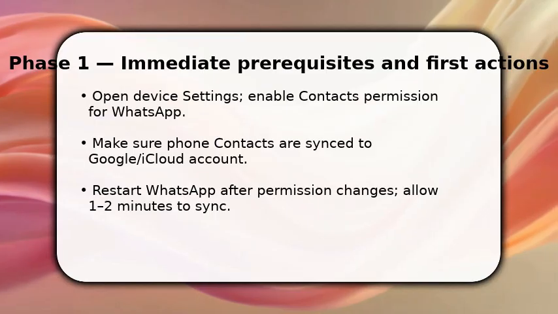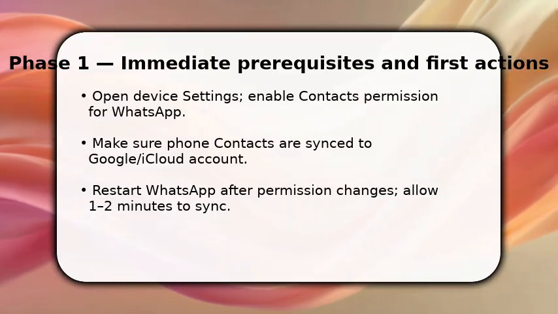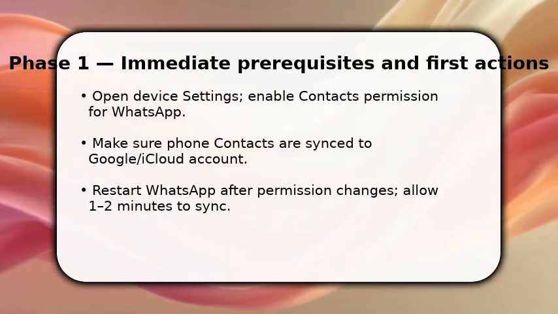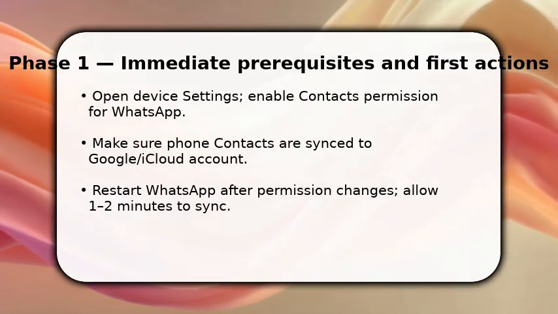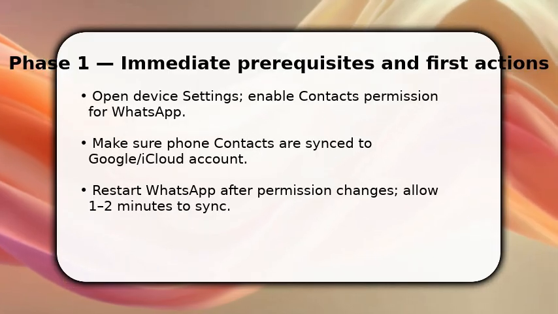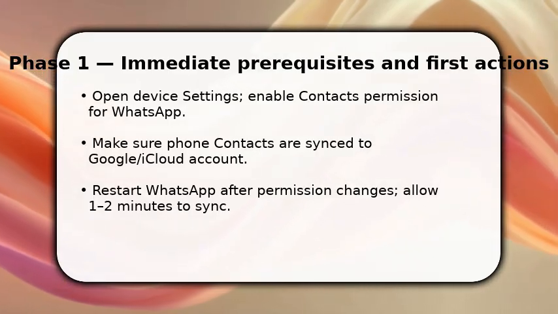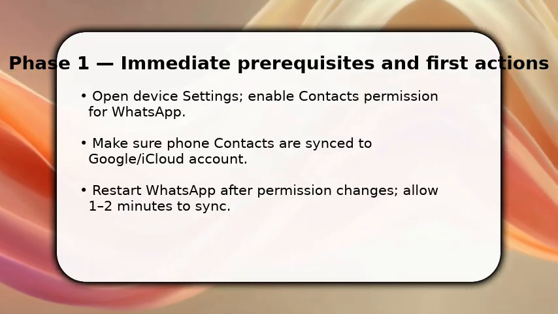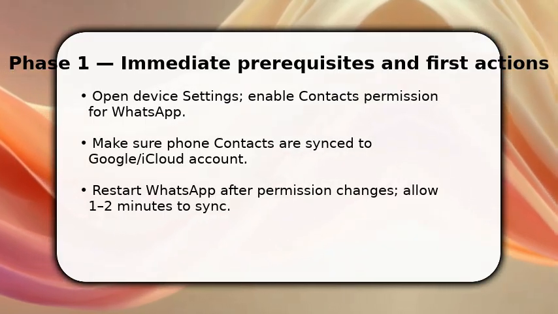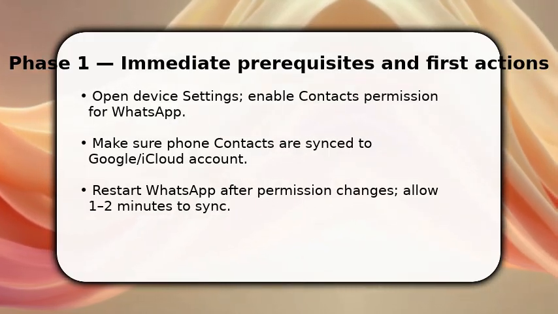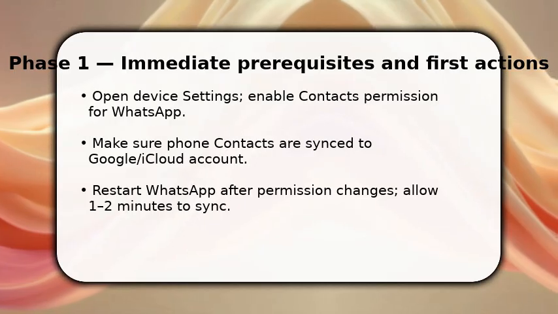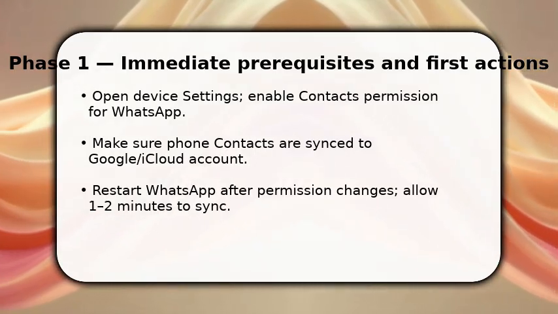You start by giving WhatsApp the access it needs, because without contacts permission you can't see numbers. Open Settings, tap Apps, find WhatsApp and enable contacts, then make sure your phone contacts are synced with Google or iCloud so WhatsApp can read them. Once done, restart WhatsApp so it refreshes its index. This forces the app to import new entries. If you use multiple accounts, repeat for each account so everything shows consistently across devices.